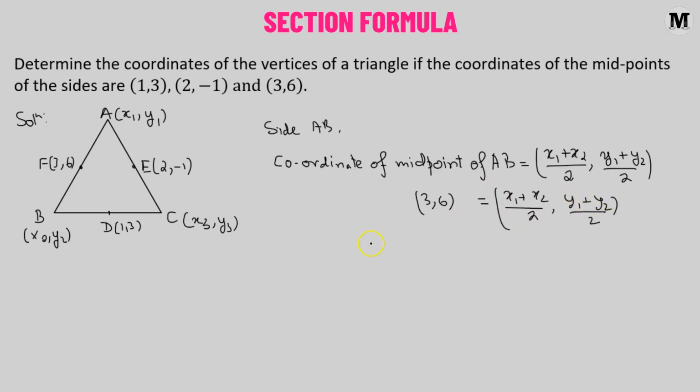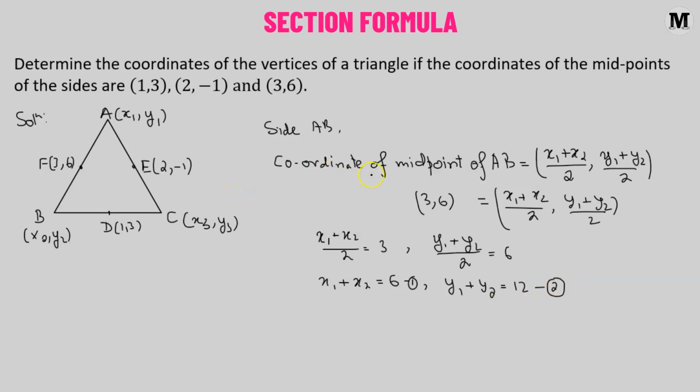Now what we can do, we equate to get (x1 plus x2) divided by 2 equals 3, and (y1 plus y2) divided by 2 equals 6. This gives us in one equation x1 plus x2 equals 6 and the other equation y1 plus y2 equals 12. So we're going to label these as equation number 1 and equation number 2.